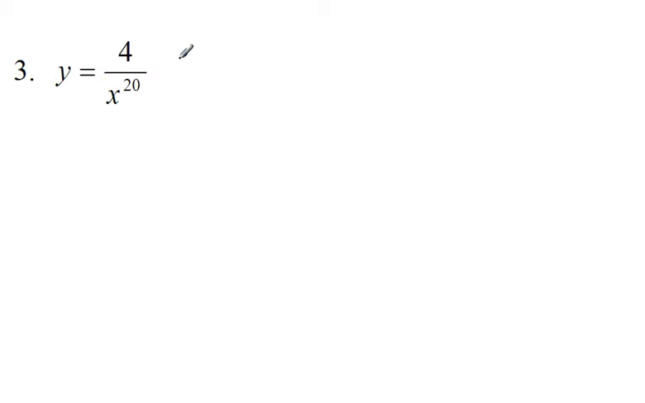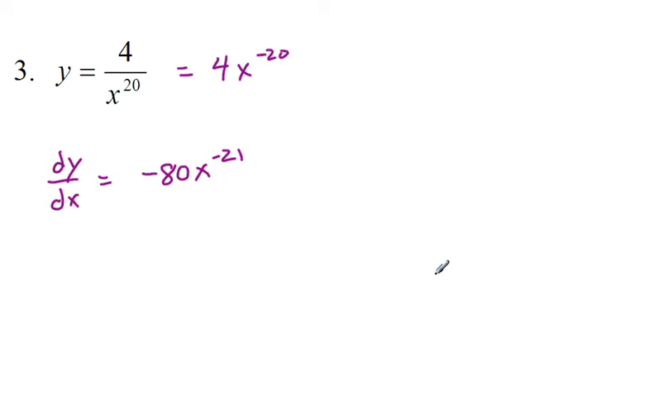A lot of people use quotient rule on this one, but that's the hard way to do it. The easy way is to simply rewrite this as 4x to the negative 20th. And then now we're just using power rule. So now dy dx equals negative 80x to the negative 21st, and we're done.